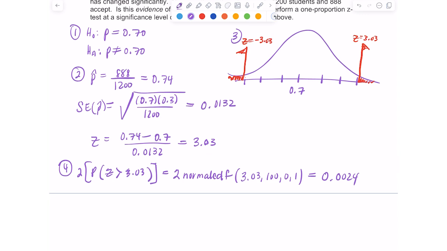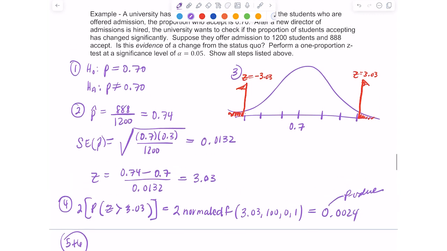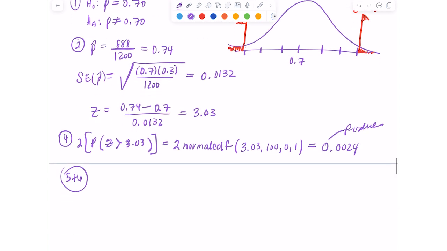So now my last step is actually steps 5 and 6. I need to figure out if I'm going to reject or fail to reject, and then I need to interpret my answer. So again, this is your p-value, and to decide if that's low enough, I'm going to compare it to my alpha level, my significance level, which is 0.05. Since my p-value is less than my alpha level, this is 0.24%, that's 5%, so it's less. We're going to reject the null.